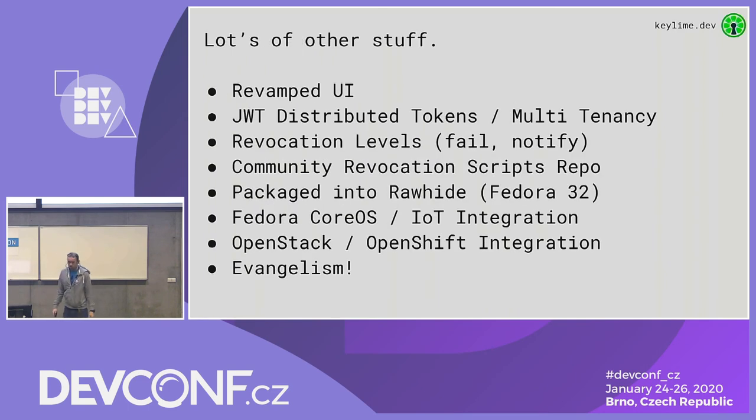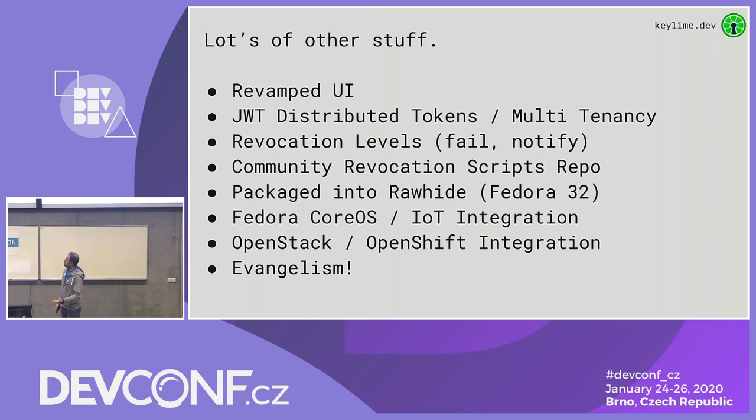Lots of other stuff as well. So we're revamping the UI. We're working on a token system to build the initial stages of multi-tenancy. At the moment, for authentication, we're relying on mutual and server TLS, but we're going to use JSON web tokens so that we can scope tokens and have some form of multi-tenancy and access control.